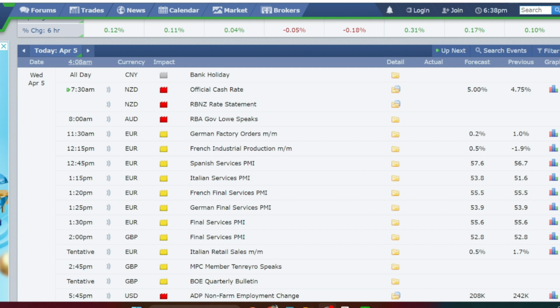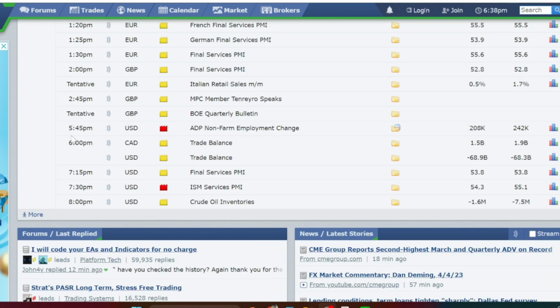Before that, when we look at the economic events plan for today, April 5th, we have Chinese bank holiday. At 7:30 AM we have high impact news plan for New Zealand dollar, and at 8 AM we have high impact news plan for Australian dollar related currency pairs, and at 5:45 PM we have high impact news plan for US dollar related currency pairs. Then at 7:30 PM we have high impact news plan for US dollar related currency pairs. So requesting you to plan your trades based on this news outcome plan. Let us proceed with our analysis.